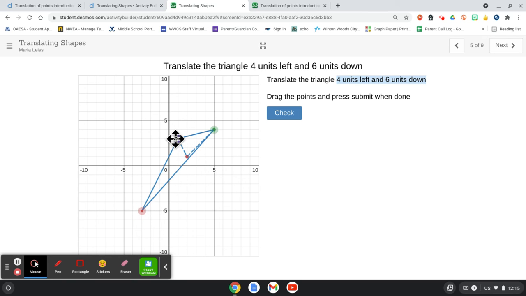And then I'm going to come back up and do the same thing with the purple. 1, 2, 3, 4, 1, 2, 3, 4, 5, 6. Oh, I did something wrong there. 1, 2, 3, 4, 1, 2, 3, 4, 5, 6. There we go. So notice my shape did not change size. Each thing just moved 4 to the left and 6 down.